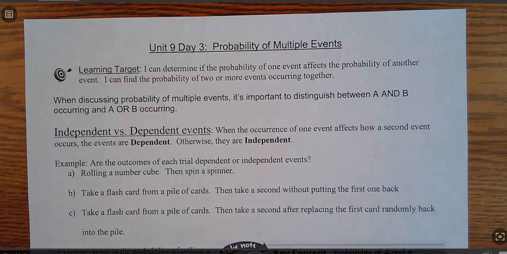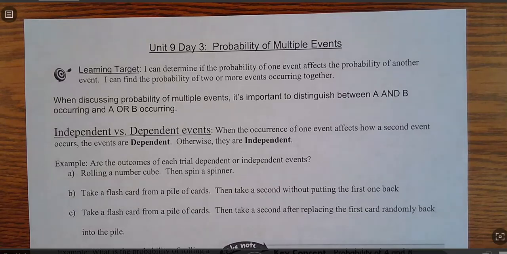First, we need to talk about independent versus dependent events. When the occurrence of one event affects how a second event occurs, the events are dependent. One depends on the other. Otherwise, if one does not affect the outcome of the other one, then they're independent.